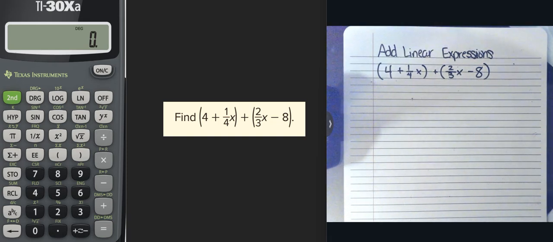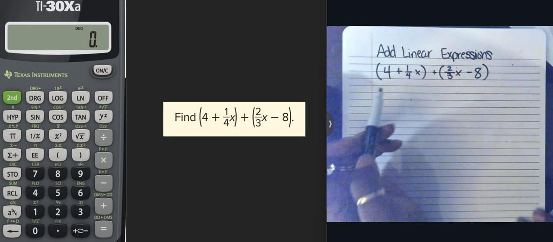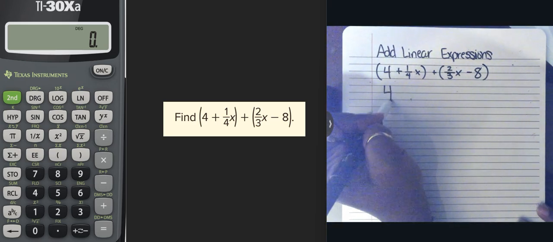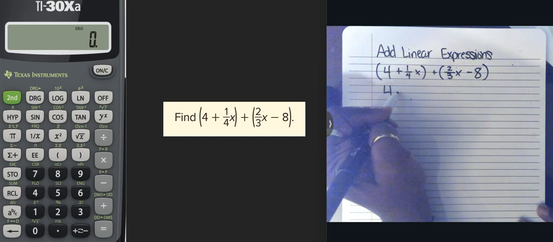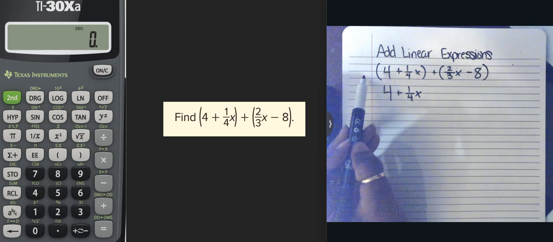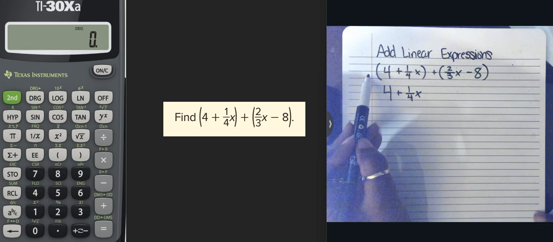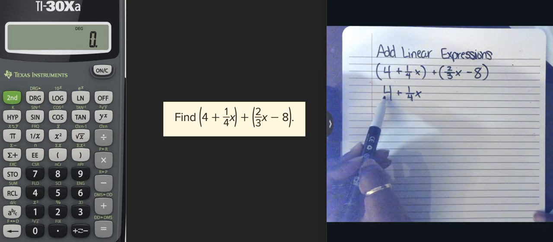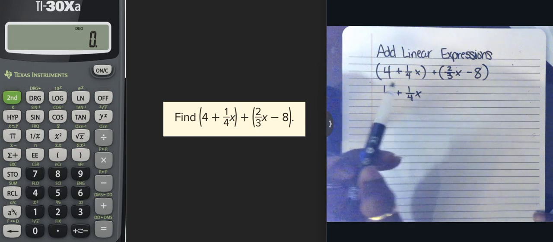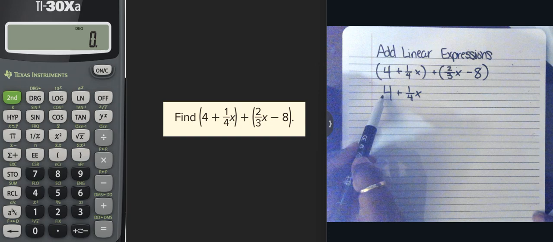Right, so we are working on an example where we're going to add linear expressions. The first thing we're going to do is get rid of these parentheses. So I'm first going to just rewrite this here. So this is 4 plus 1/4 x. There's a positive outside. So remember, a positive and a positive is going to equal a positive, and a positive will still equal a positive. So really, you're just rewriting what you already have.